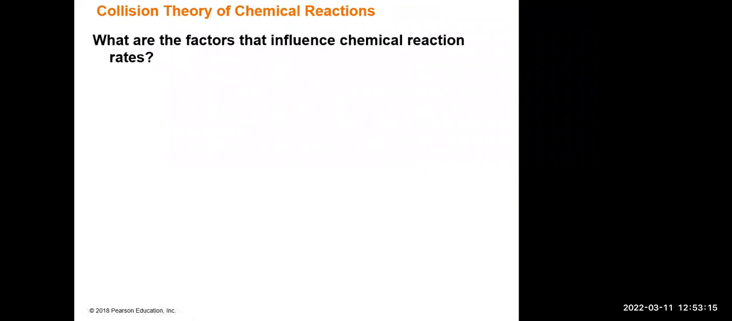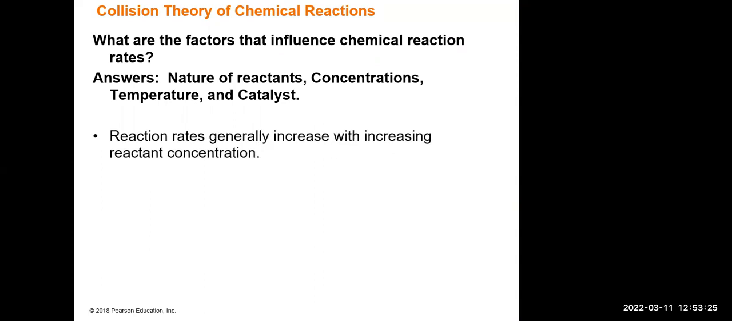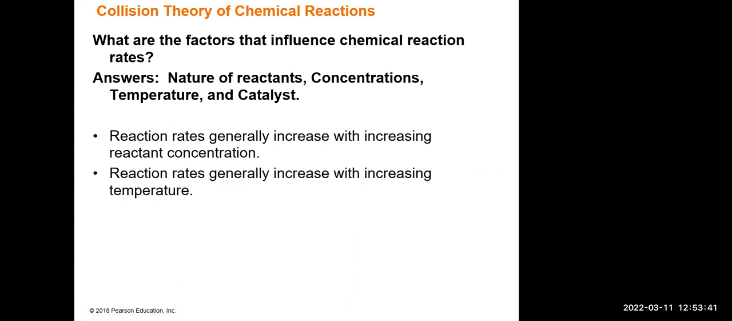So then what are the factors that influence the chemical reaction rate? We know the answer will be the nature of the reactant, concentration, temperature, and catalyst. The nature of the reactant means what kind of reactant we have, what state it is in. Reaction rate generally increases with increasing reactant concentration, but not always. Some chemical reactions do not depend on the concentration. Rate generally increases with increasing temperature.